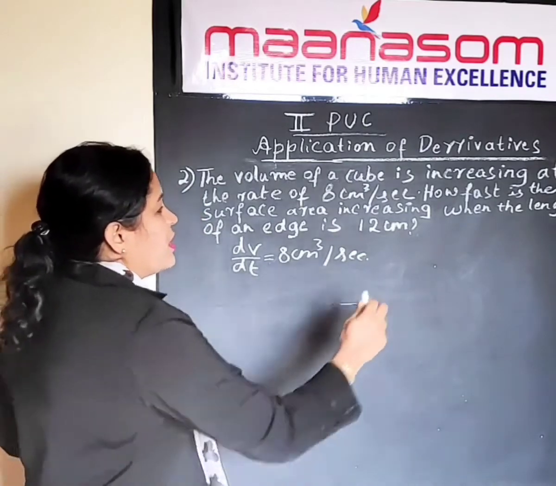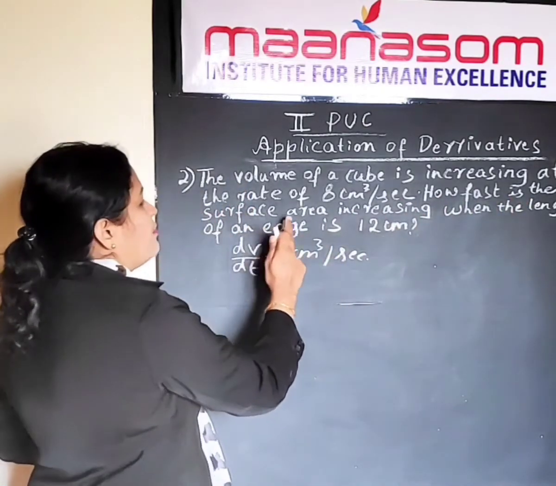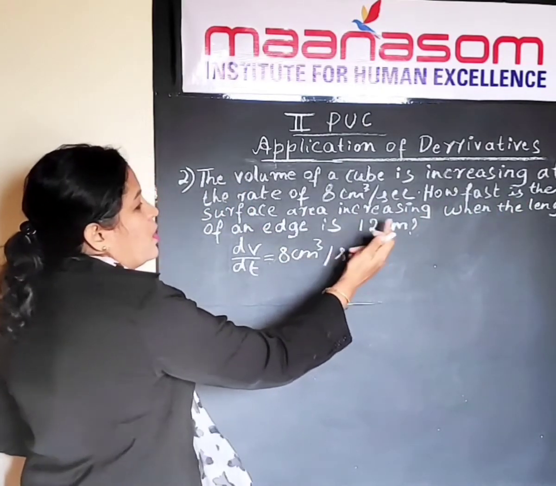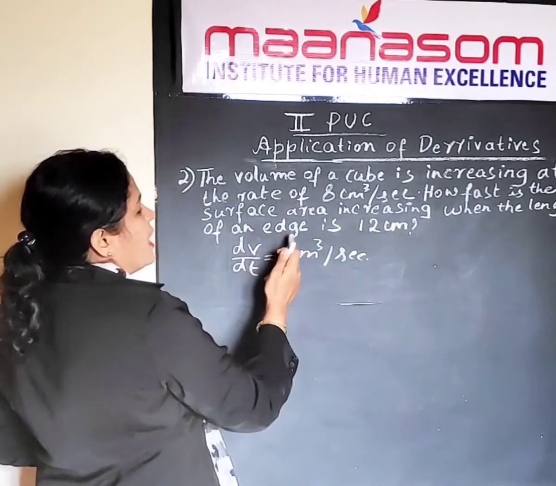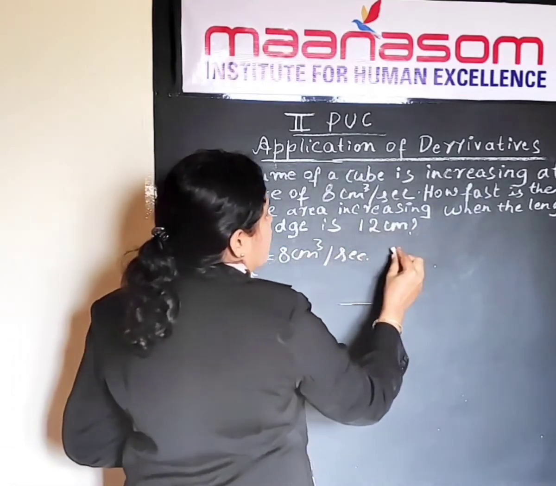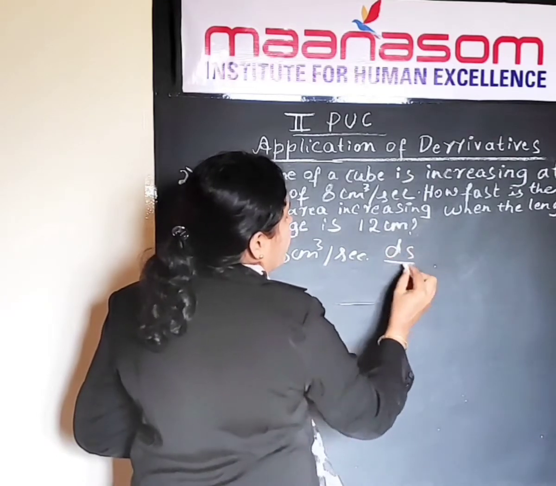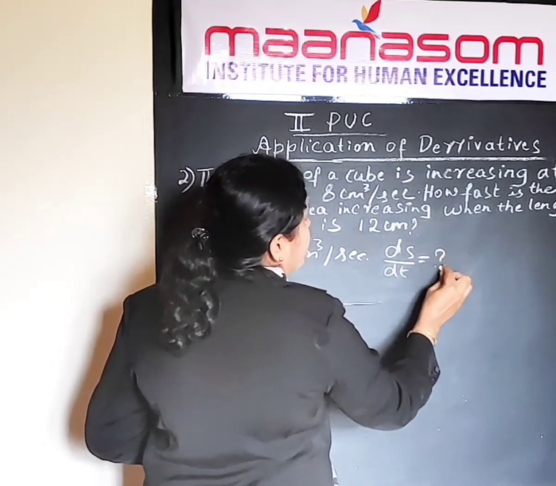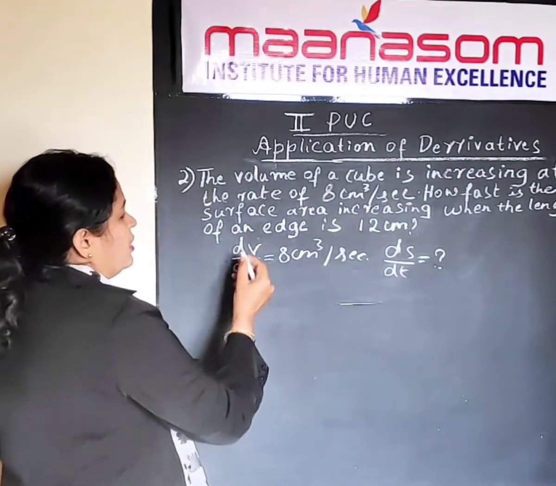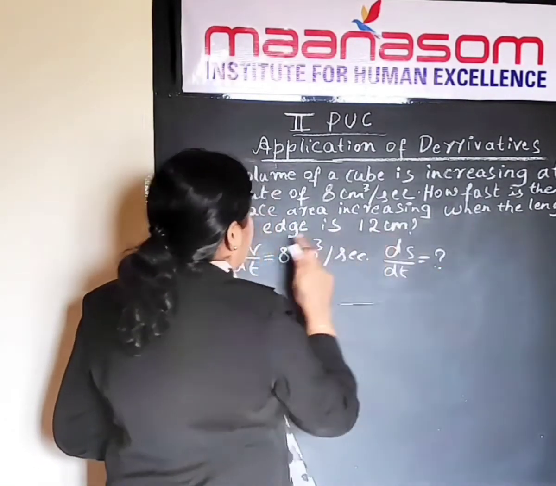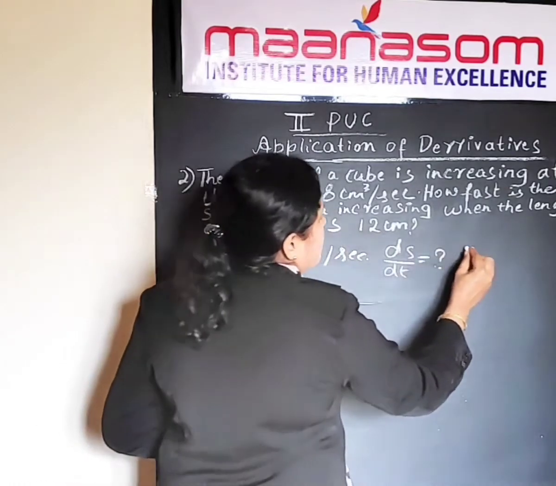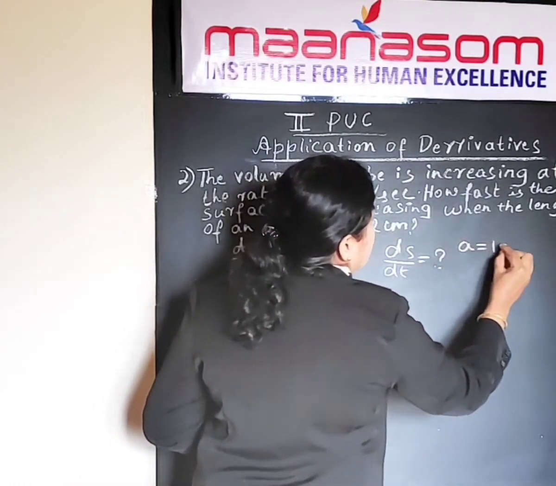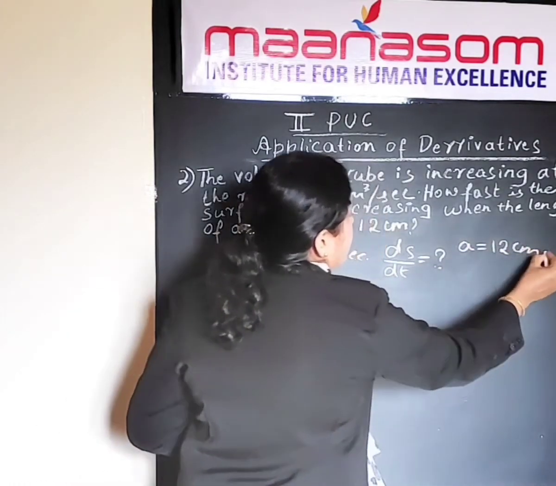What is the question? How fast is the surface area increasing when the length of an edge is 12 centimeter? So we will have to find here what is dS by dt. dS by dt is equal to how much? They have told us the length of an edge is 12 centimeter. So let us say a is equal to 12 centimeter.